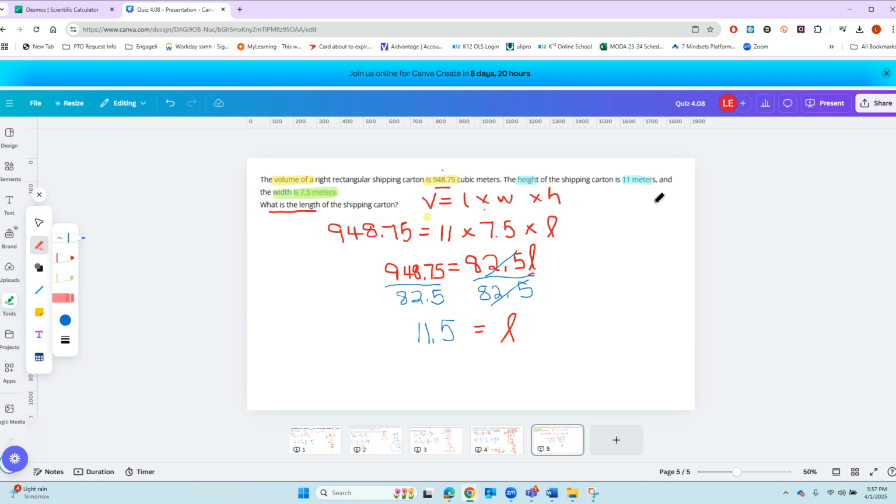Then I need to go back and look to see my unit of measurement is meters. And since we are not asking for volume, we're just asking for length, I don't need to put an exponent here. So it is just 11.5, or 11 and a half meters long.